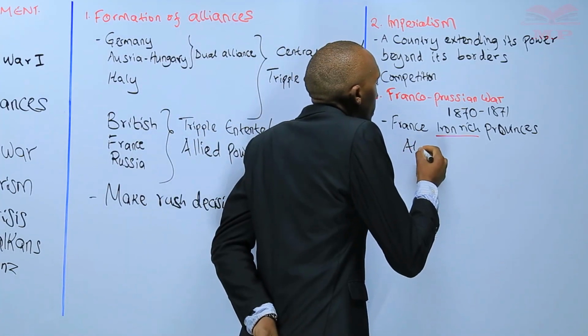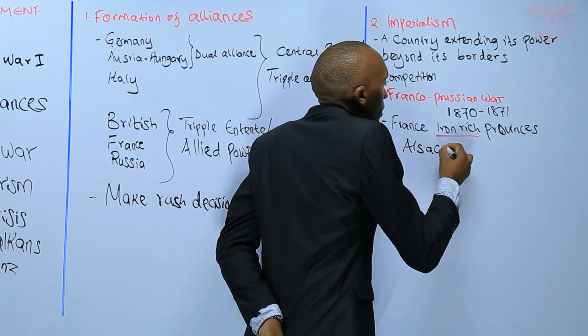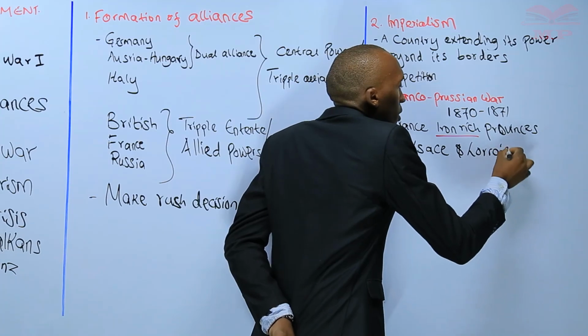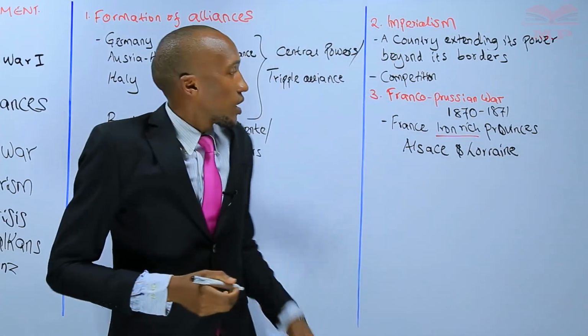They needed iron. So during this war, France lost these provinces, which are called Alsace and Lorraine. So these are the two provinces that France lost.